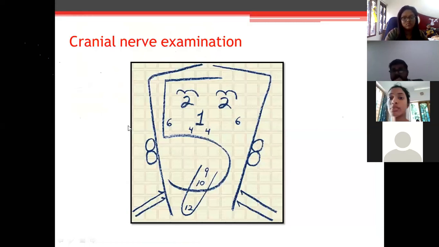Another important thing is the cranial nerve examination. This is very important, because most of the time, other than TMJ, we have neuralgias like trigeminal neuralgia and glossopharyngeal neuralgia, and sometimes infectious diseases like post-herpetic neuralgia and burning mouth syndrome. All of these can also cause headache-like pain. And sometimes it's very important.